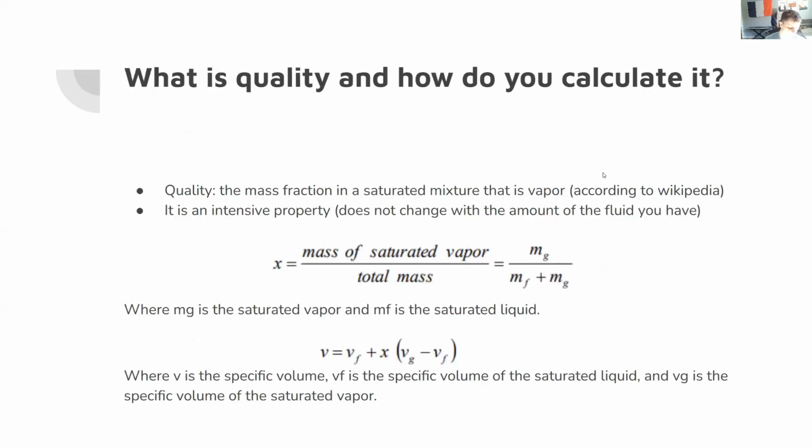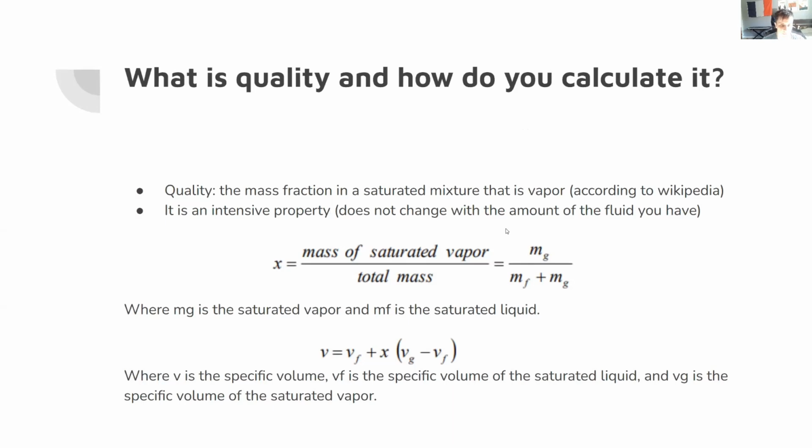On quality, that was also a question that was asked of me during the quiz. Again, don't do that. Learn about it before. Quality is the mass fraction of the saturated vapor within the total mass of your mixture. So you're most likely going to be in a mixture phase, and it's going to be between 0 and 1. If it's near 0, that means it's mostly in the liquid phase. If it's near 1, it's mostly in the vapor phase. If it's equal to 1, then it's only vapor. If it's equal to 0, then it's only liquid.